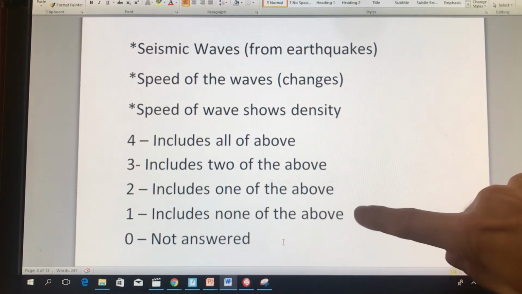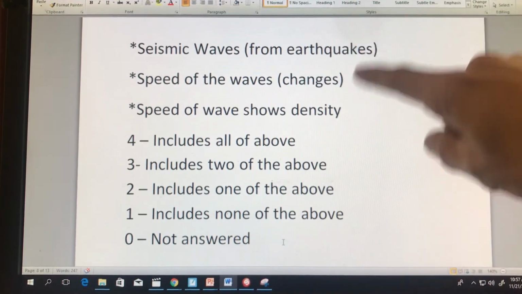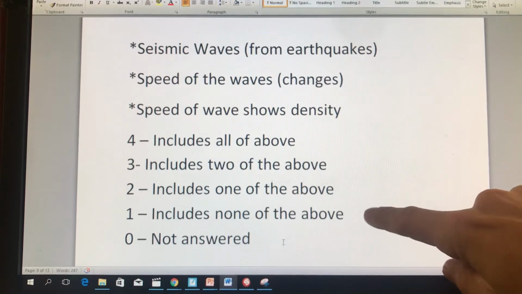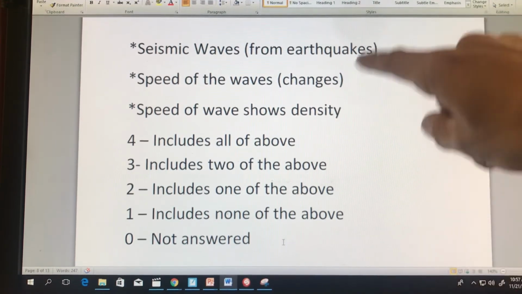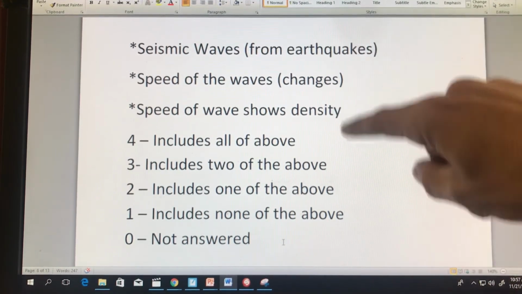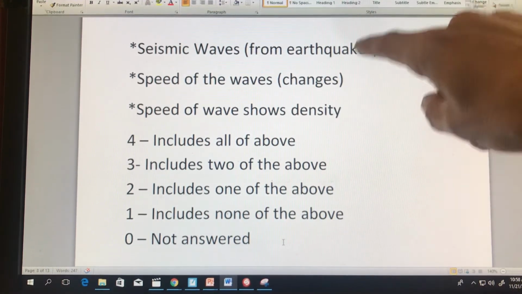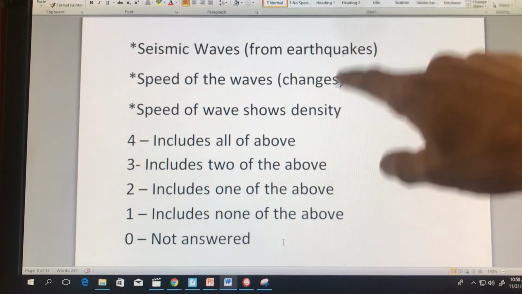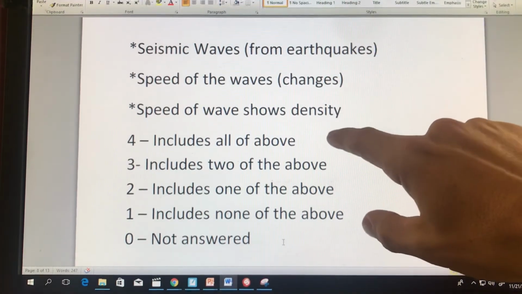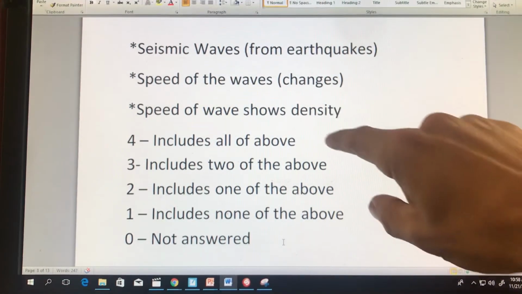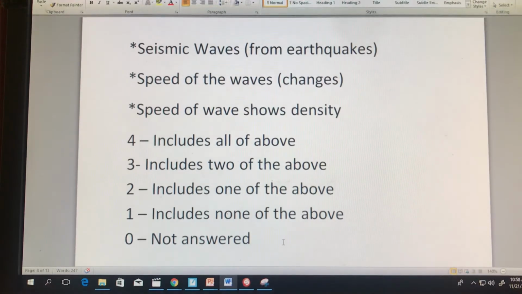Did you try to answer it, but you didn't really have any of this in there? That's cool. That's a 1. Did you include something about this, but only 1 of these 3 things? So that's a 2. If you had 2 of these things in your answer, that's a 3. And if you had all 3 of these things in your original answer when you walked in the door today, great job. Give yourself a 4.